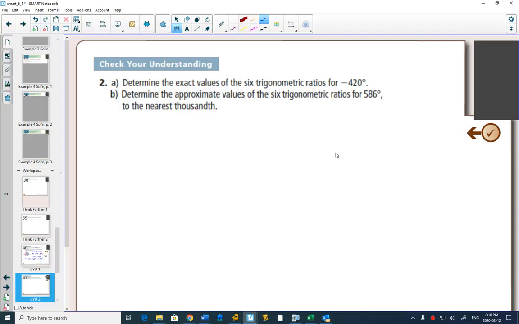Part A, determine the 6 trig ratios for negative 420 degrees.